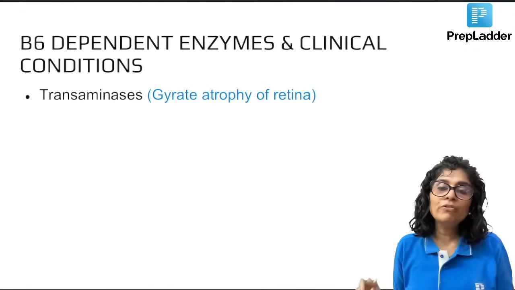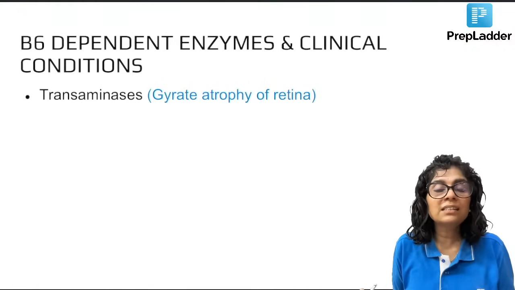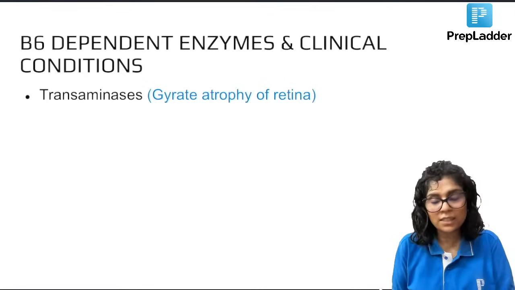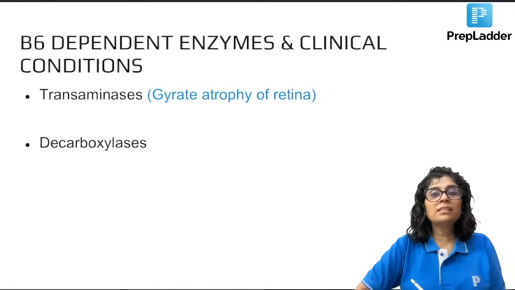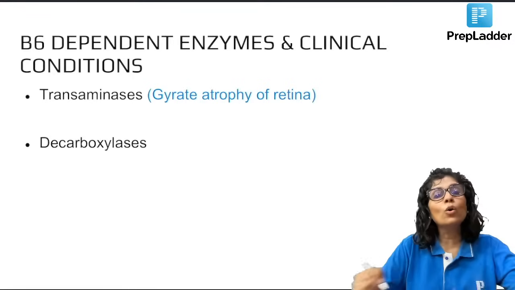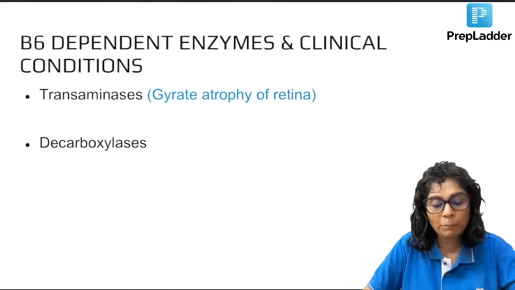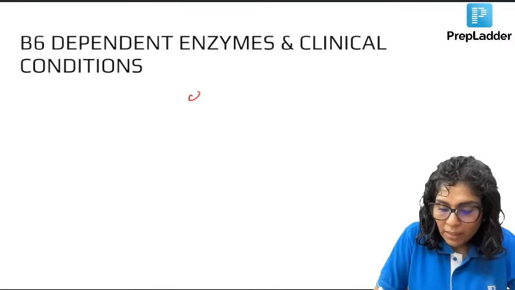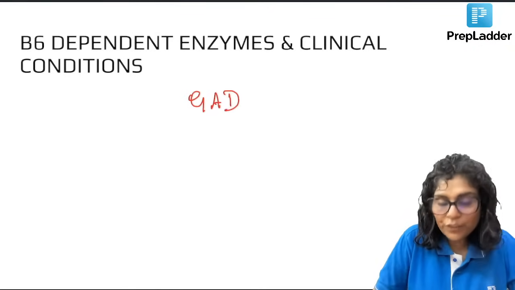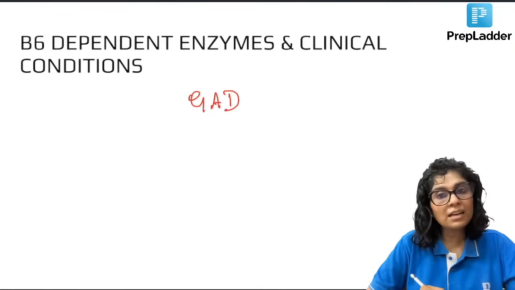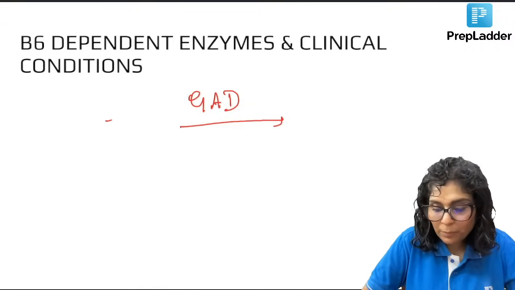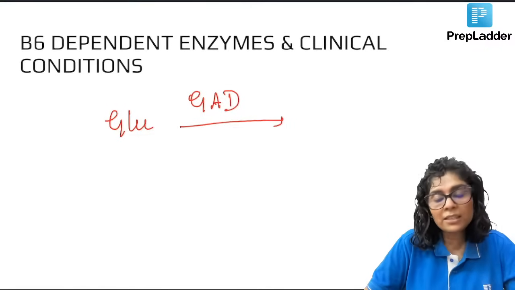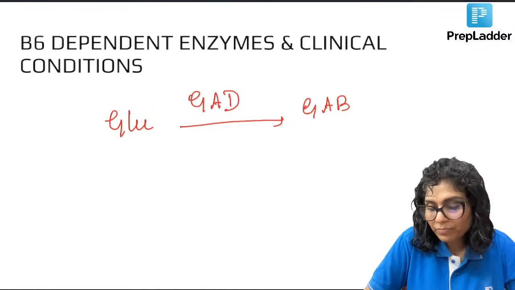The next group of enzymes dependent on B6 is decarboxylases. Not only transaminases, decarboxylases are also dependent on B6. Let me give you an example of decarboxylase. The best example of decarboxylase is glutamate decarboxylase, which helps in the conversion of glutamate to GABA.